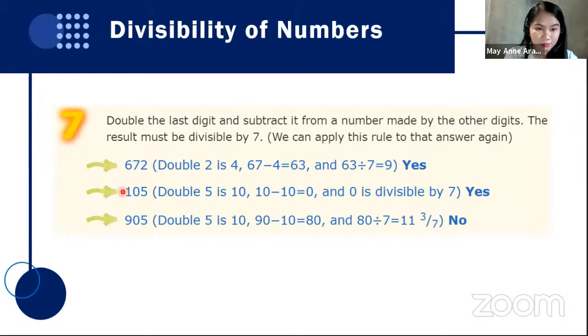105. So we double 5. 5 times 2 is 10. And 10 minus 10 is 0. And 0 is divisible by 7 because 0 divided by 7 is 0. Yes, so 105 is divisible by 7. And for 905, we double 5 here. We have 10, and 90 minus 10 is 80. And 80 is not divisible by 7. So 905 is not divisible by 7 also.